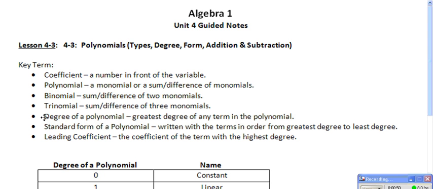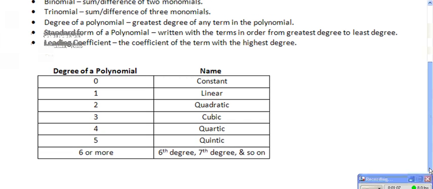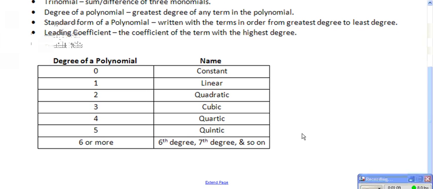We'll also talk about the degree of a polynomial, which is the greatest degree of any term in the polynomial. We'll be writing standard form of polynomial and talk about a leading coefficient. You also want to reference the table, degree of polynomial and the different names. So when we get in discussing the degrees of a polynomial, we'll reference this chart here.